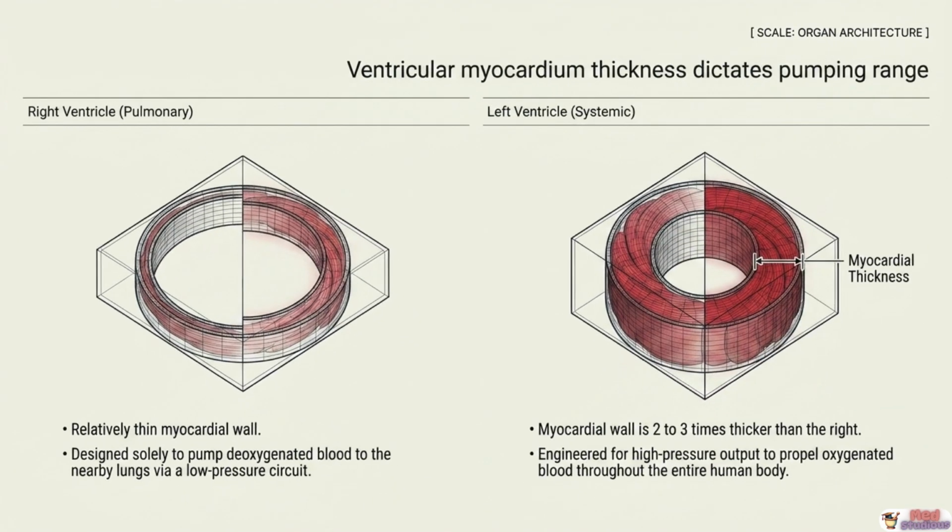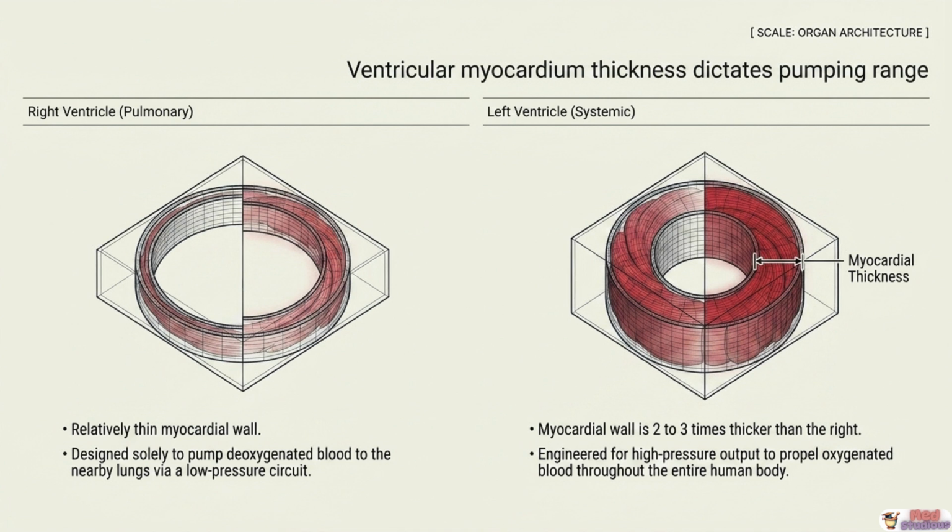The structural architecture of the myocardium is not uniform. Its thickness changes dramatically based on the specific workload required. When we examine a cross-section of the lower heart chambers, we see that the ventricular myocardium thickness directly dictates its physical pumping range and pressure capabilities. The right ventricle features a relatively thin myocardial wall. This is a deliberate engineering adaptation. Its sole responsibility is to pump deoxygenated blood into the nearby lungs via a short, highly compliant, low-pressure loop.